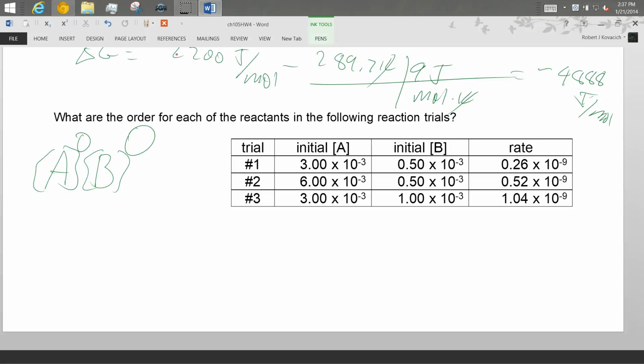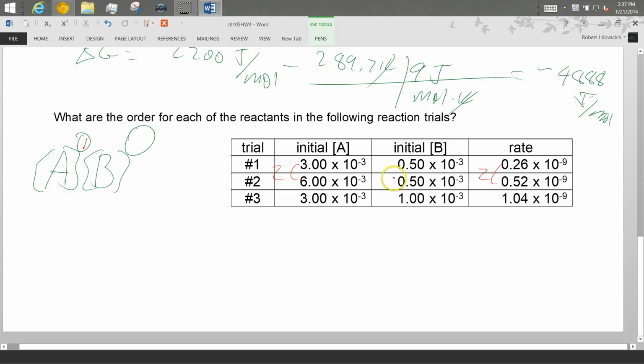Yeah. Okay, so if I pick trials 1 and 2, is there a change in rate between 1 and 2? Does B have anything to do with that change in rate? No. Does A? Yes. Has everything to do with it, right? How did A change? And then rate? Double. So since they changed by the same factor, the exponent controlling them is a 1. All right, so 1. So I had a doubling here and I had a doubling here, so that makes it first order. So now which trials do we want to pick?